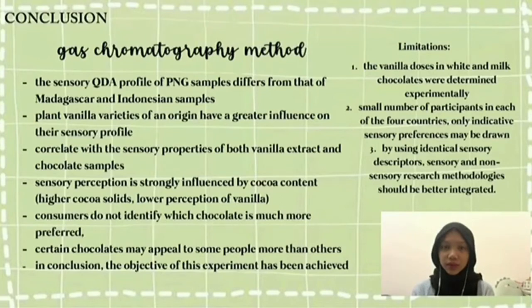Within the chocolate base, the vanilla variety has a greater influence on the sensory profile than its origin. GC-MS-O results correlate with the sensory properties of both vanilla extract and chocolate samples. TDS analysis confirms that sensory perception is strongly influenced by cocoa content. The higher the amount of cocoa solids in the chocolate, the lower the perception of vanilla, especially among untrained consumers.